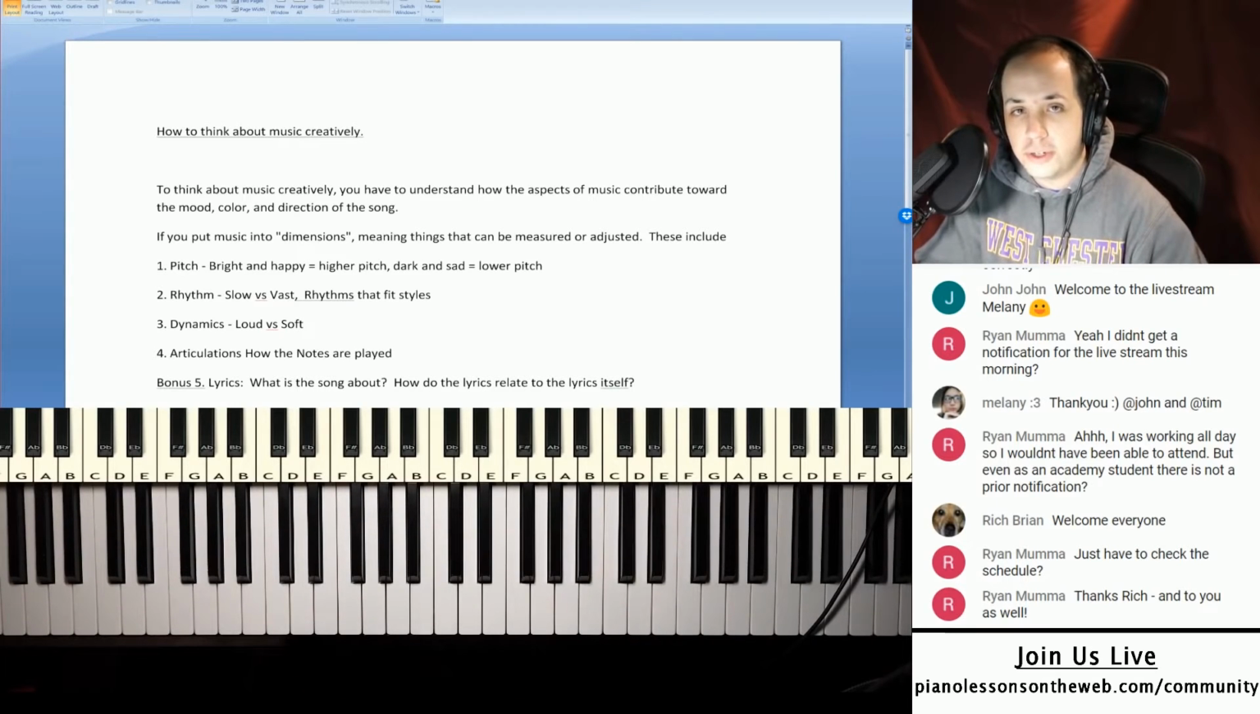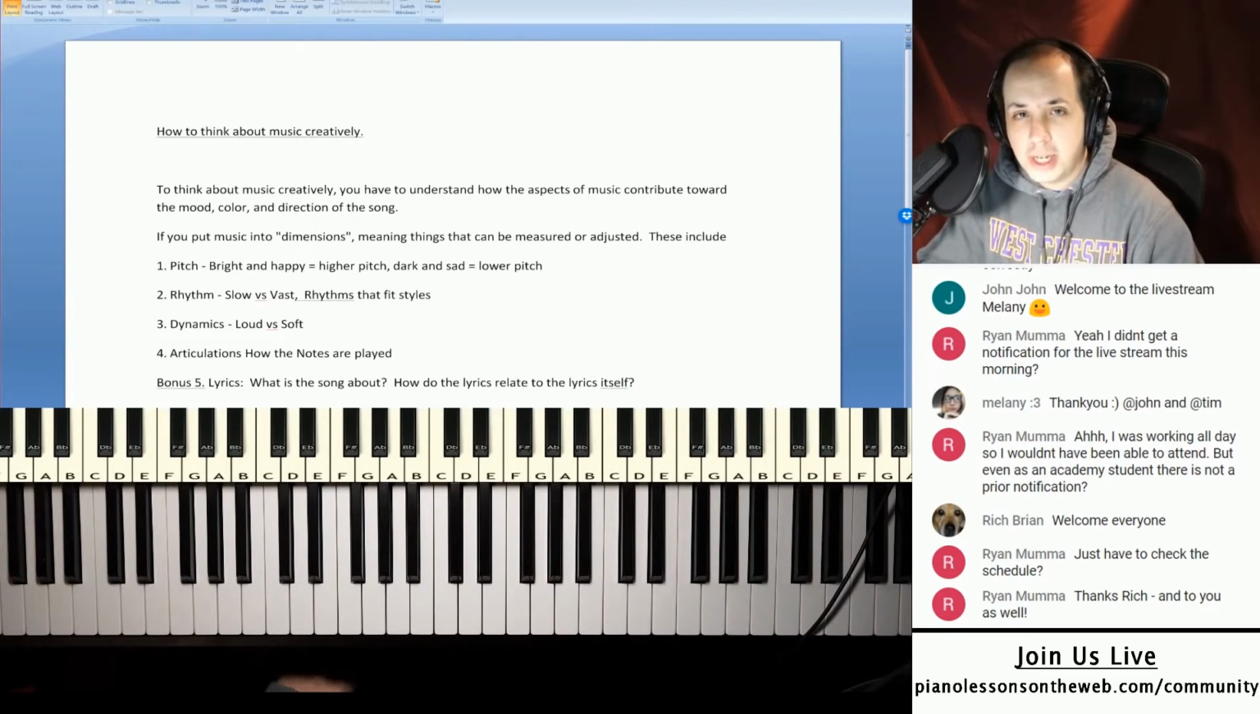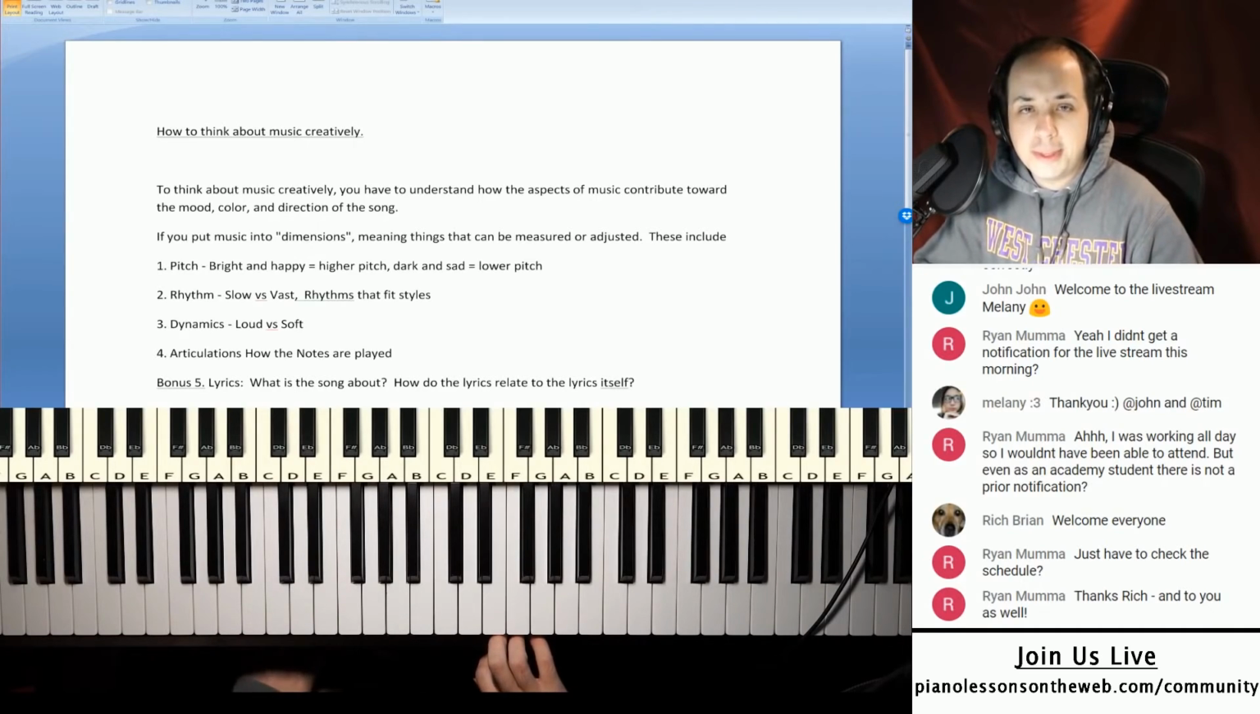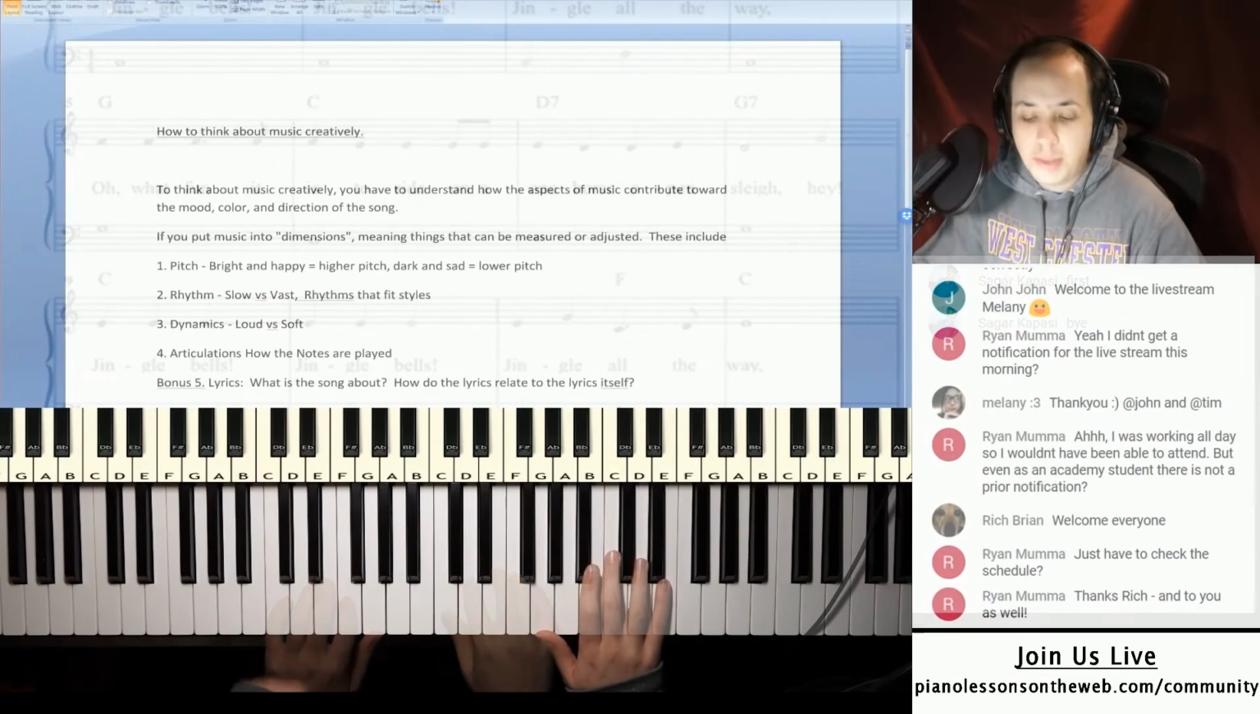So once you start to understand how these things contribute towards the song, then you can think about music more creatively when you're trying to write a song of your own, or you're playing music and you're trying to decipher maybe what the composer was going for at that certain point. So let's talk about dynamics now.